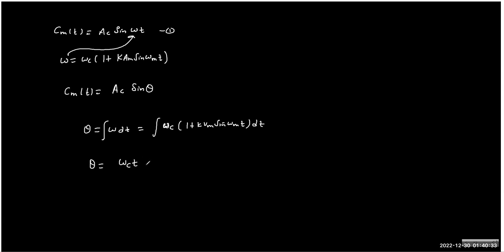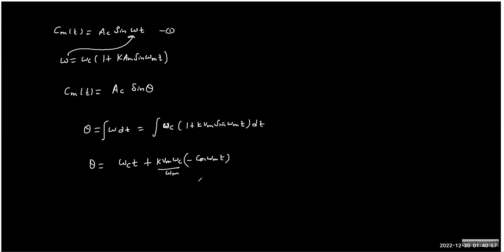So theta turns out to be how much? Omega ct, the first term, right? And the second term is KAM omega. Sine integration is minus cos. And we have to divide by omega m, right? The rule of integration.